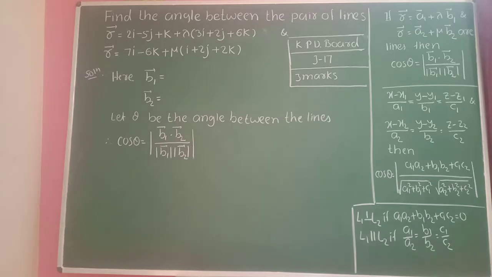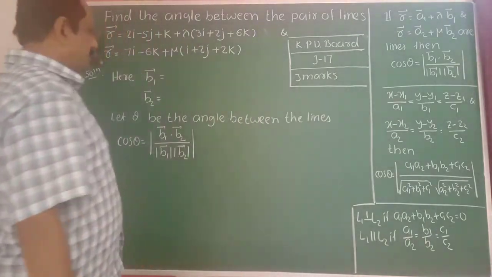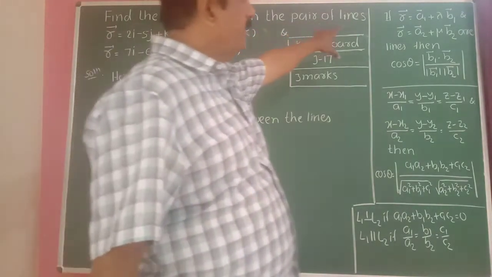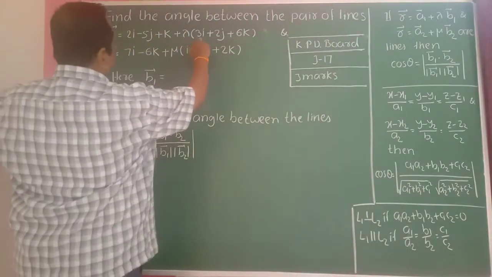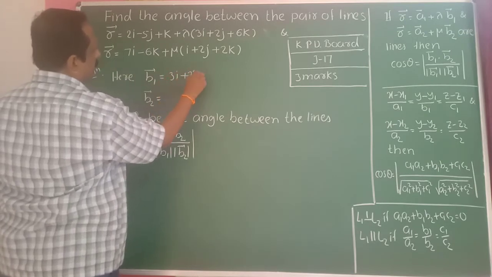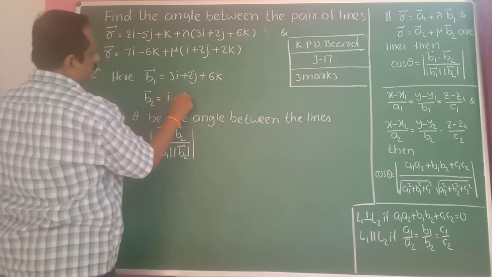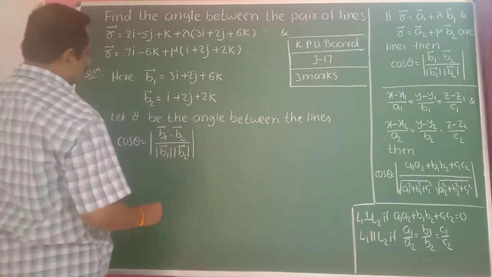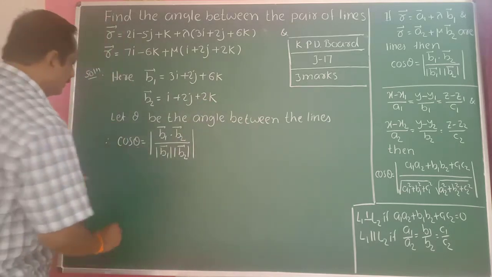Okay, so this is our next example here. Again, we find the angle between the two pair of lines here. Okay, therefore comparing these with the standard equations of the lines here. Hence, b1 is equal to this one, so 3i plus 2j plus 6k. b2 is i plus 2j plus 2k. Then theta is the angle between the two lines. Hence, cos of theta is equal to this formula.